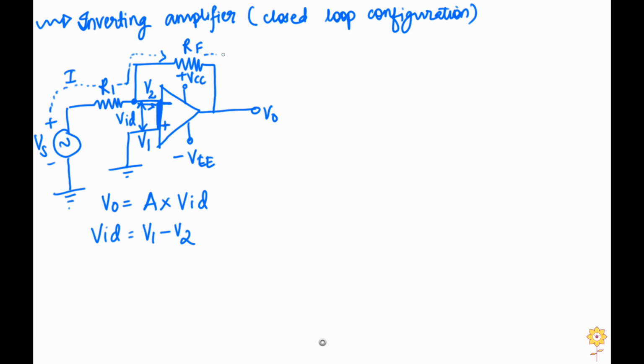So now let's see what V1 and V2 will be. You can see that V1 is connected directly to ground, and since V1 is connected to ground, V1 is equal to 0 volts. And since virtual ground exists in Opamp, as V1 is equal to 0, V2 is also equal to 0 because of virtual ground.